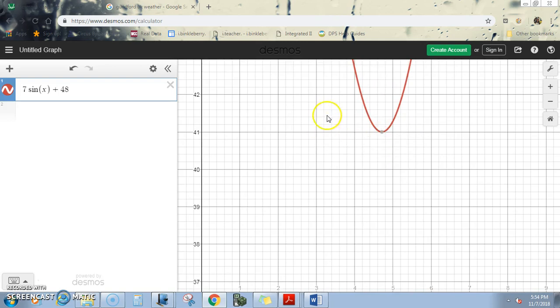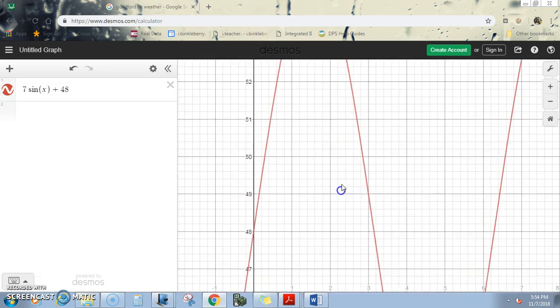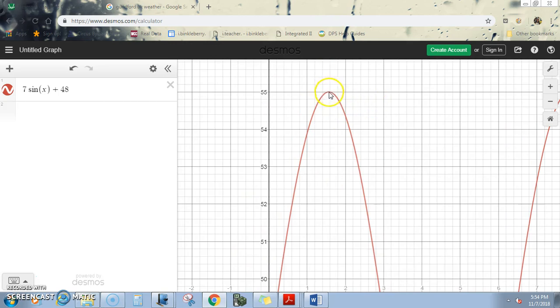There's the bottom, which is at 41 now, my low temperature, that's correct. And my high temperature at 55. So we did that part.